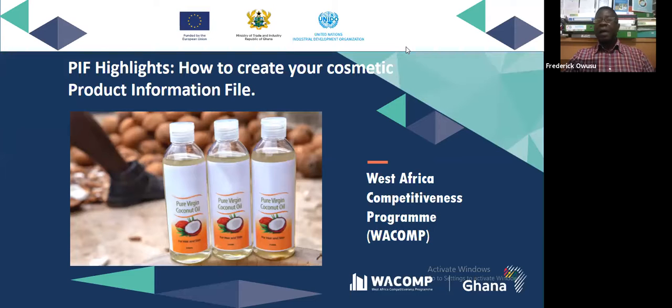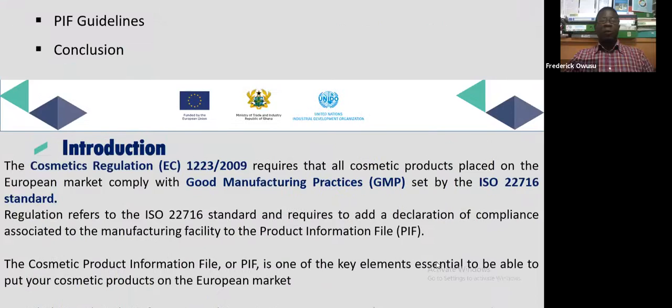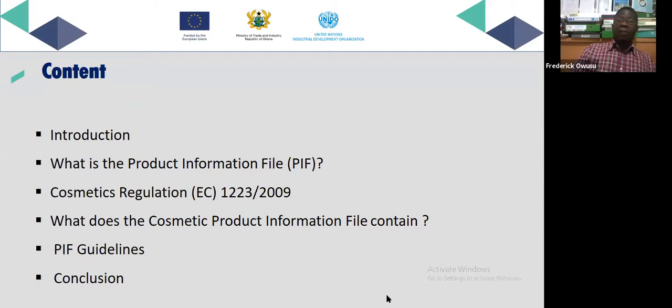I'm sharing my screen. So let's look at what we want to talk about today. You introduced the subject matter for discussion. Now I will try to explain what the product information file is all about vis-a-vis the cosmetic regulation of the EC, that is the 1223, which I mentioned several times last week, and what the key elements of a product information file should be. And then I'll give you a few guidelines on how to draft the information file.